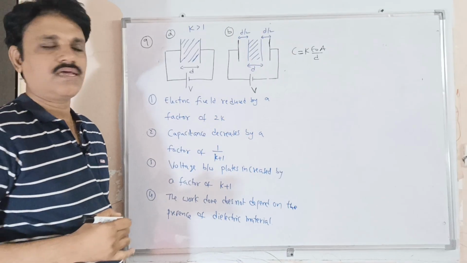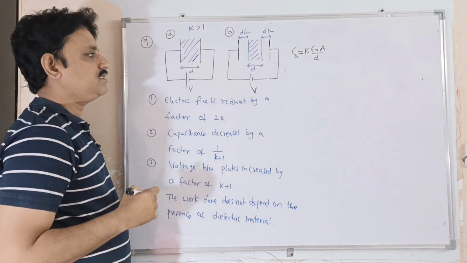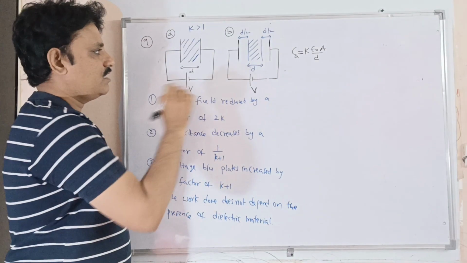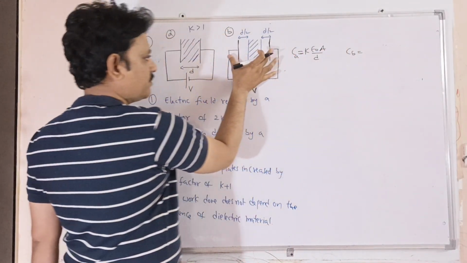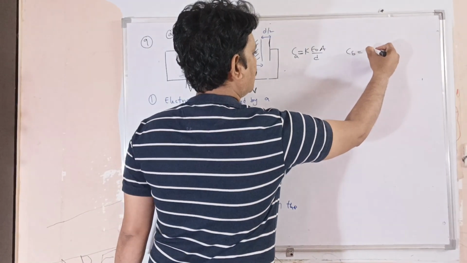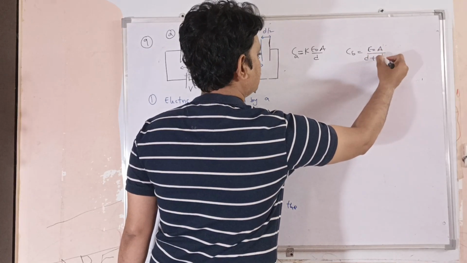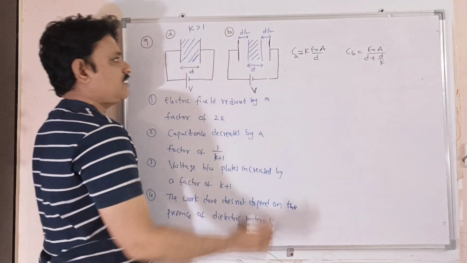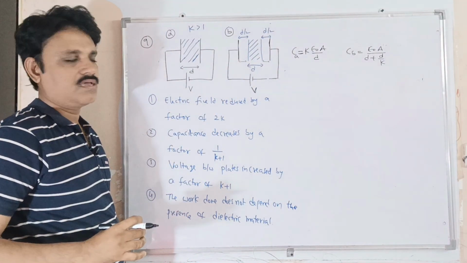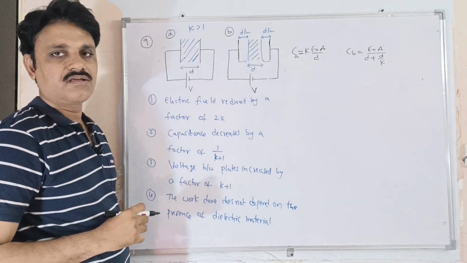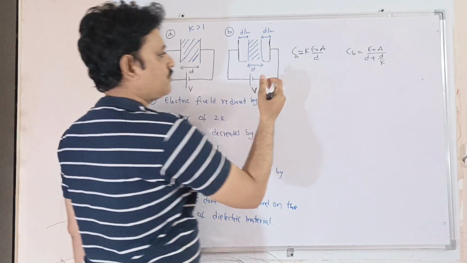Here it is filled with a dielectric constant K, so the capacitance in the first case, say case A, Ca is equal to K epsilon naught A by D. In case B, if the plates of the capacitor are separated, then Cb is epsilon naught A by D plus D by K. Actually D is the space here, D by 2 and D by 2 is D, and here D by K. So finally Cb is equal to epsilon naught A by D plus D by K. That is the effective capacitance between the plates.